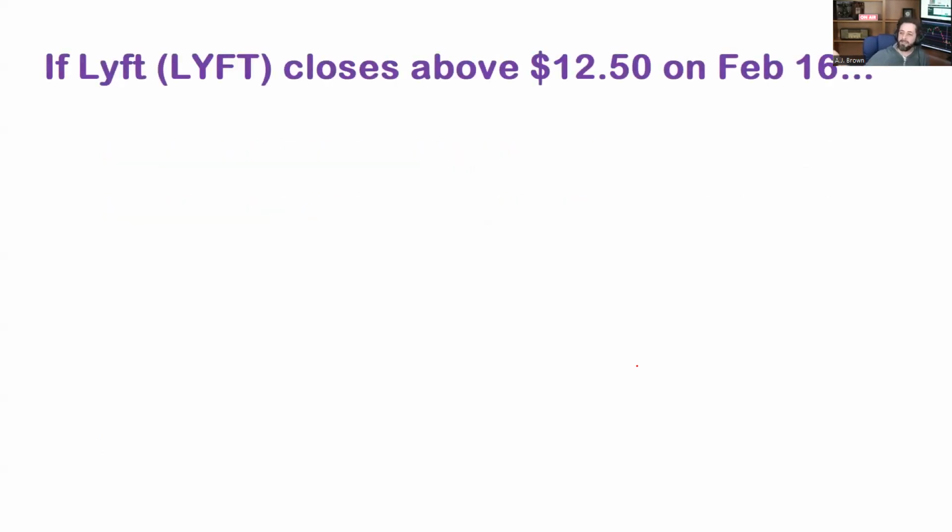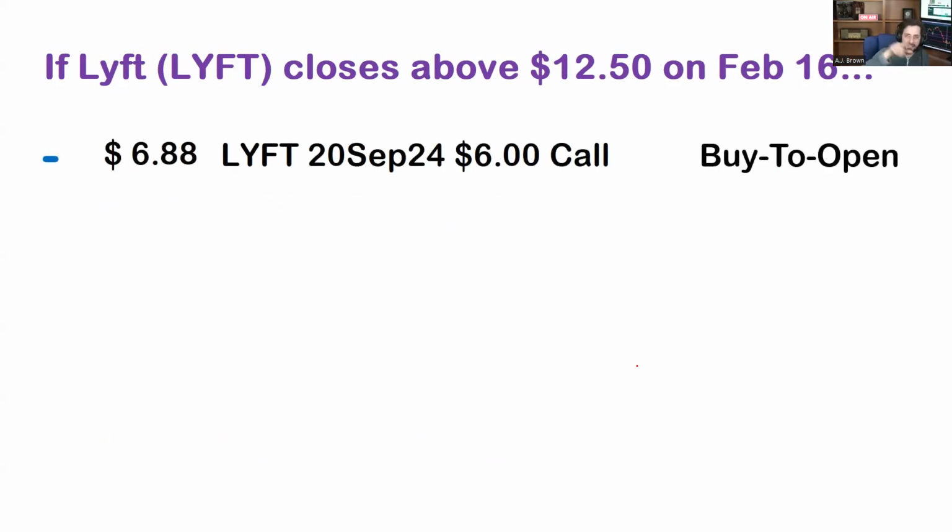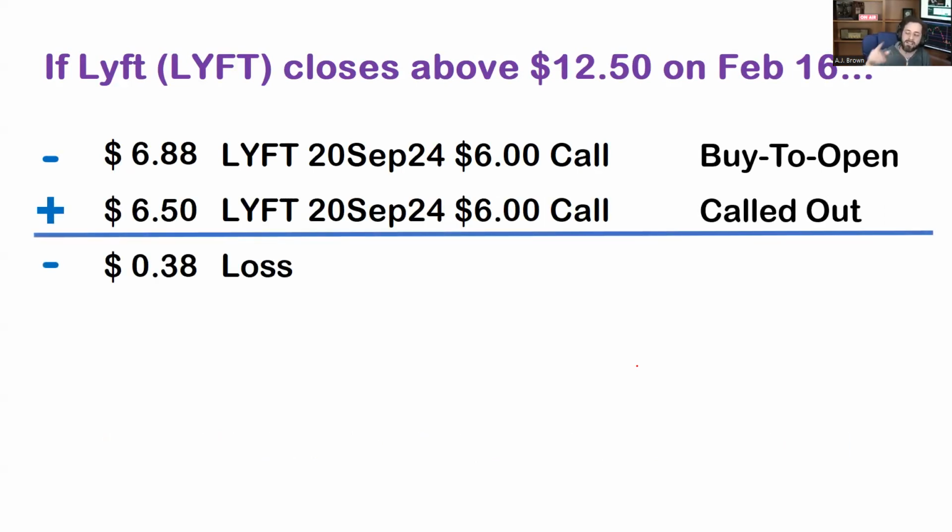So what happens if Lyft closes above $12.50 on February 16th? Well, we paid $6.88 for this substitute option. We're going to get $6.50 back. Now you might say, where does that $6.50 come from? When you do a substitute option, you're going to basically take the difference between the option you sell and the option you bought. So we bought the $6 option, we sold the $12.50 option. So if it gets exercised, we get that difference. That's why it's called a spread. In this case, it's called a diagonal debit spread. So that's where the $6.50 comes from.